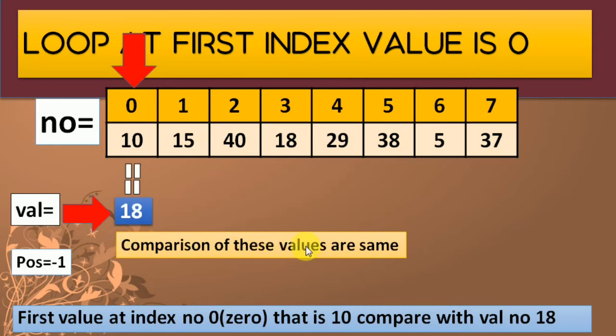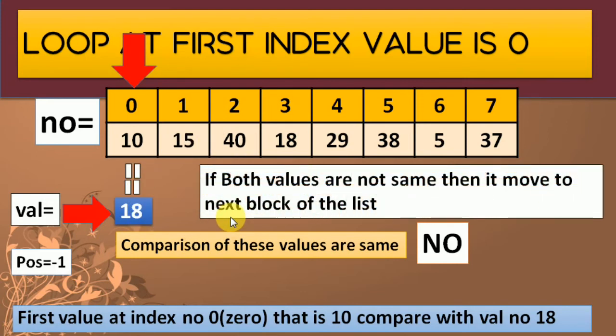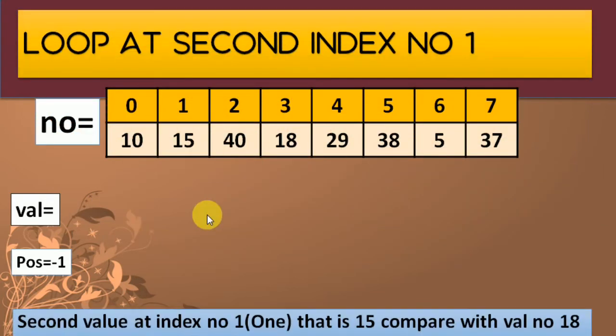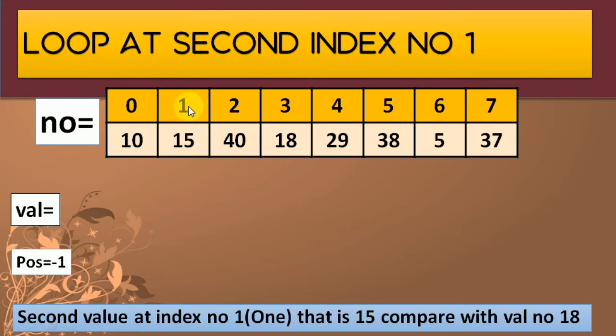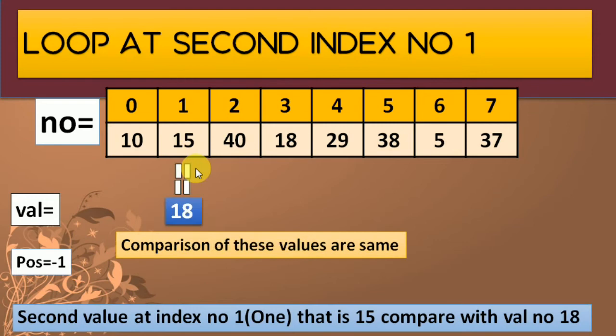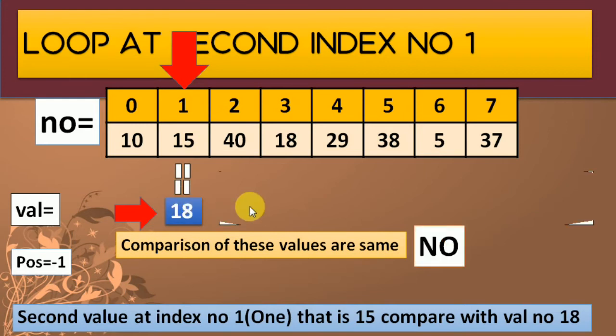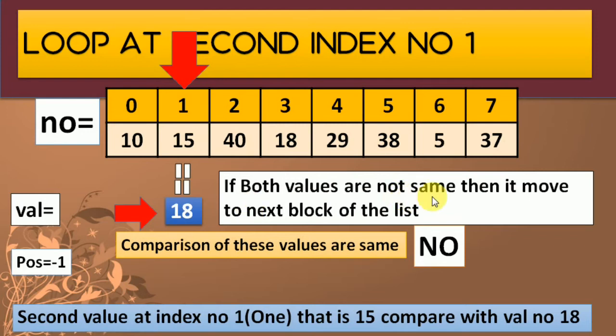Same process now again. Are the values the same? It will say no. So now what happened? The loop moves one step. It will move to the next block. And what is that next block? That is 1. And what is the value inside that? That is 15. Now this 15 is compared with 18 again. Is the comparison the same? It will say no. If they are not the same, they move to the next block. Now the loop again moves one step.